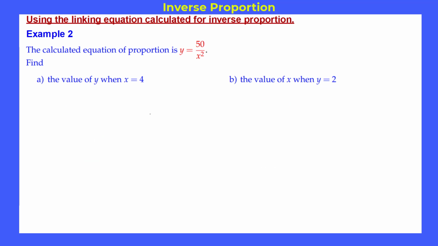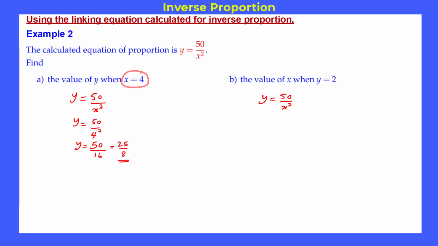Now we've got a new equation. So the equation of proportion this time is y equals 50 over x squared. So we write it down. And this time we're told we've got to find y when x equals 4. So we substitute the 4 in, we get 50 over 4 squared. So it's 50 over 16, and we can simplify that to 25 over 8, and a fraction is fine.